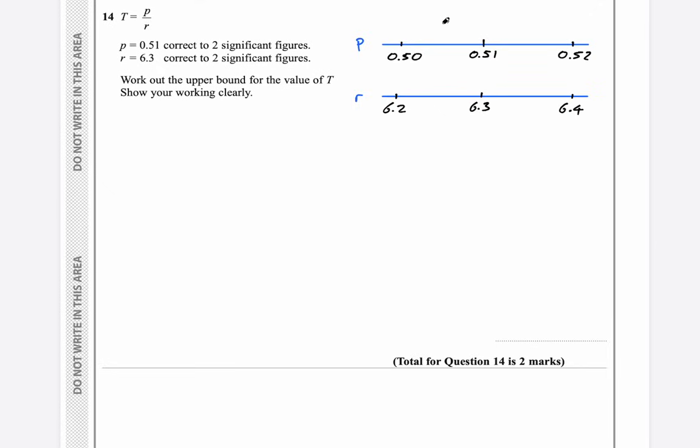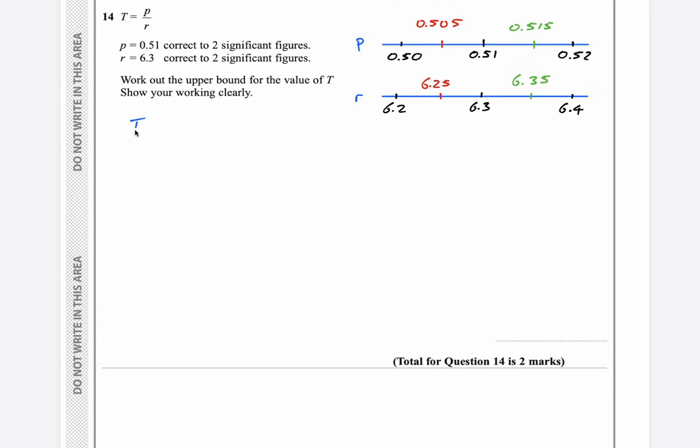And then I'm going to calculate the lower bound for both. You don't have to do both of these, but I do upper and lower bound for both. The lower bound for P is 0.505. This guy is 6.25. It's halfway between these two and halfway between these two. And then the upper bound is halfway between these two, which is 0.515. And this guy is 6.35.